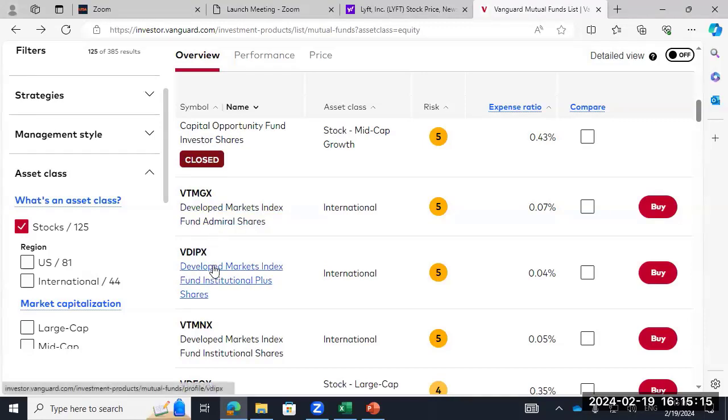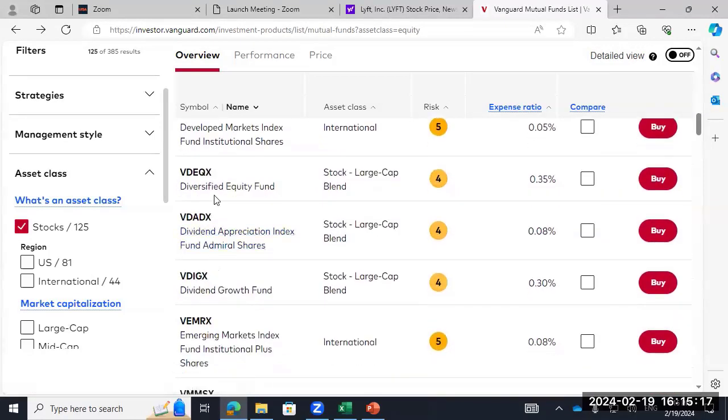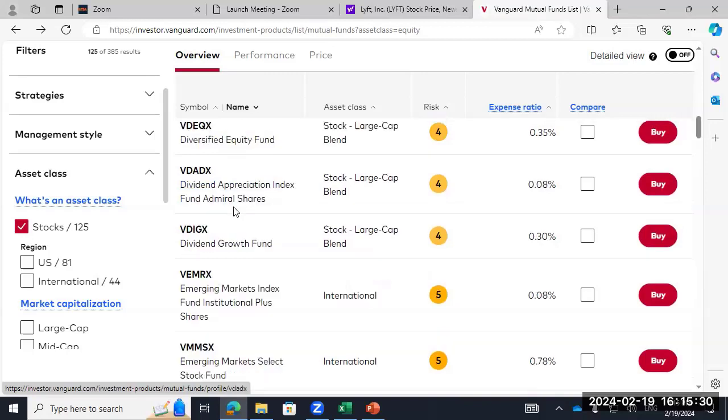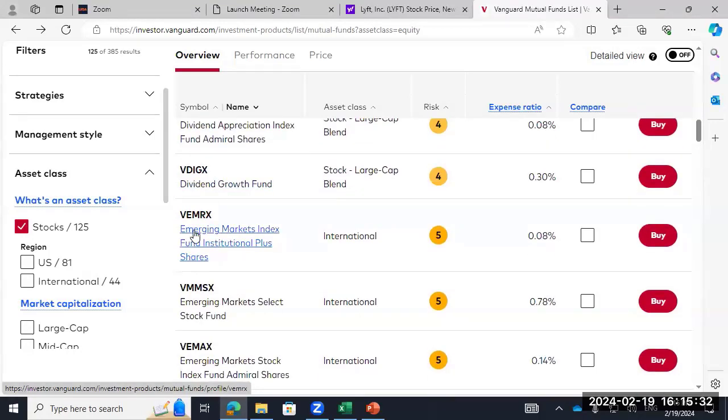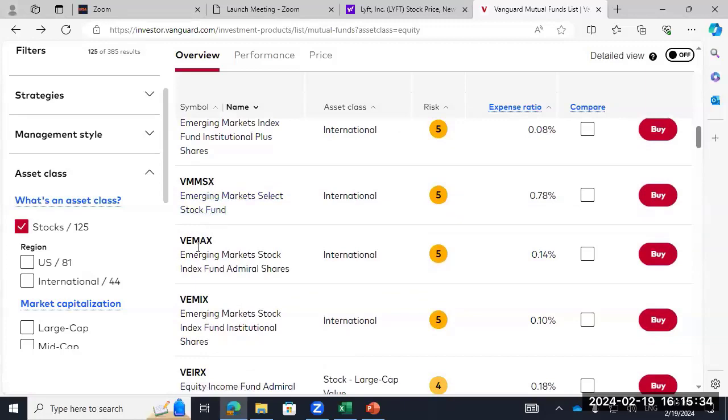Here's a developed market fund. That's pretty obvious what that is. Diversified equity, that's probably almost all US. So if it's international, it's going to have the word international in there somewhere. All right, so that's going to be pretty important. Dividend fund. Here's an emerging market fund. They don't really have as many funds because some of these funds are the exact same funds, but if you have 50 million to invest, you get a fund that's a cheaper price.